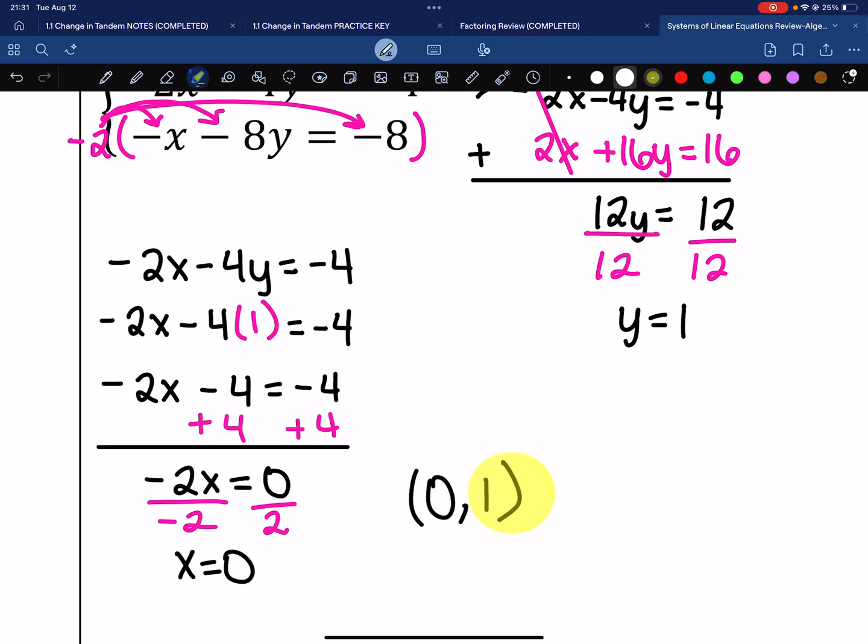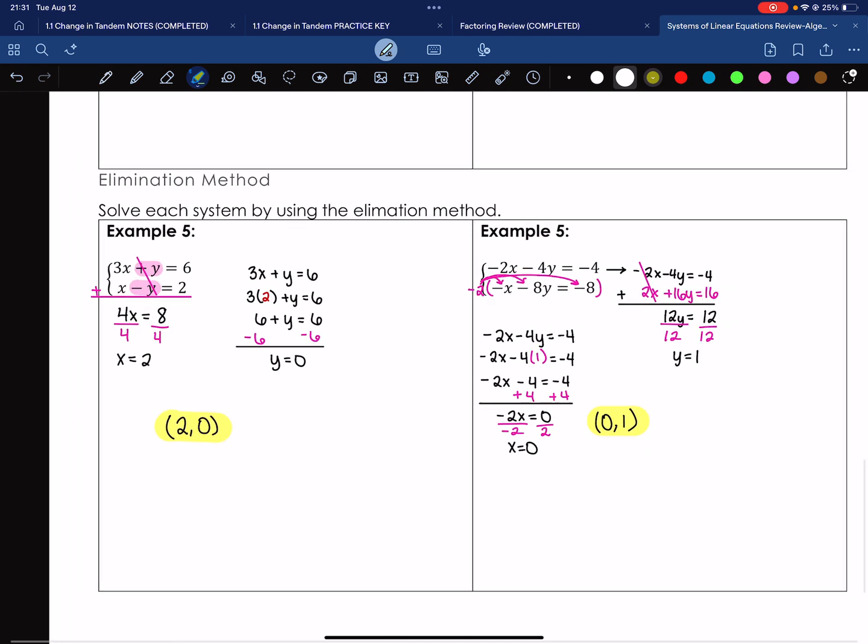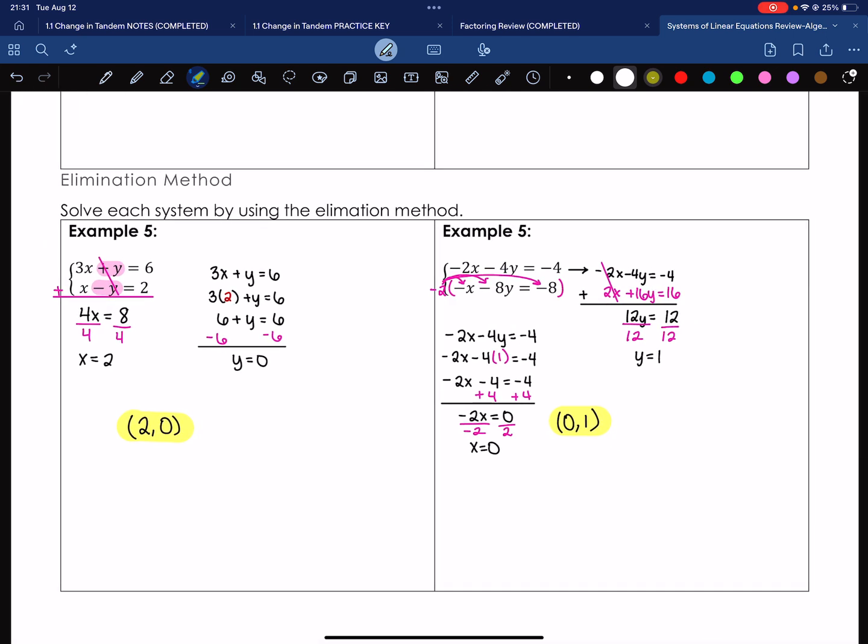And all we found in each one of these examples is where the lines intersected, if they did. So if you have any questions on the substitution or elimination method, make sure you ask me in class so I can help you out.